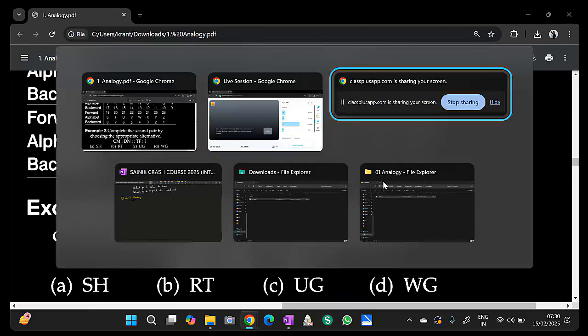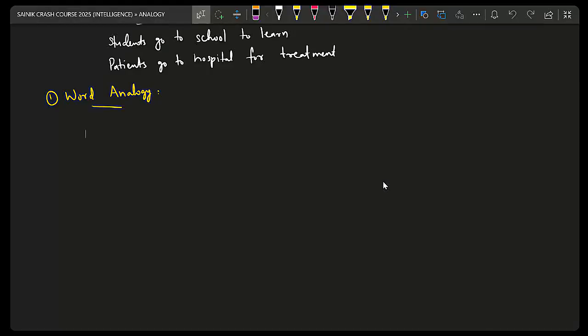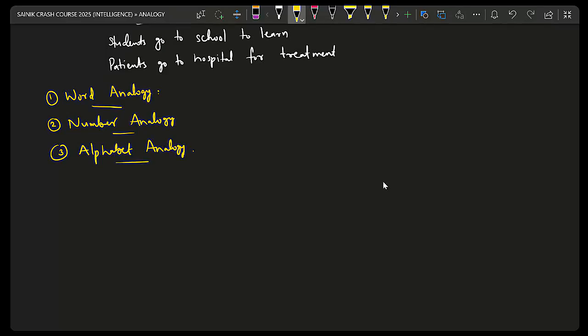That is CM is to DN. Let me write here. So word analogy we have discussed, and then we discussed number analogy. And now we are going to discuss alphabet analogy. So in alphabet analogy, what is the question? CM is to DN as TF is to question mark.